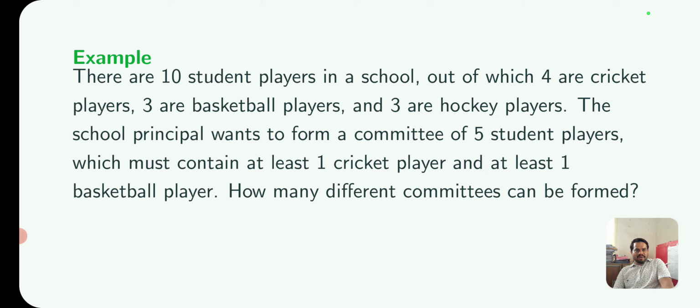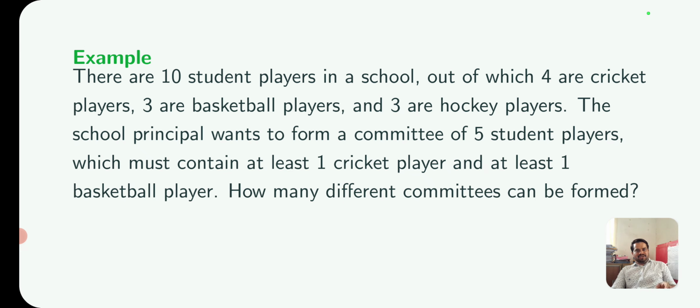Out of these 10 students, 4 are cricket players, 3 are basketball players and 3 are hockey players. So what do we have to do here? We have to find the different committees, but the condition given is that in that committee at least 1 cricket player and at least 1 basketball player is included. So how to find the solution of this example?